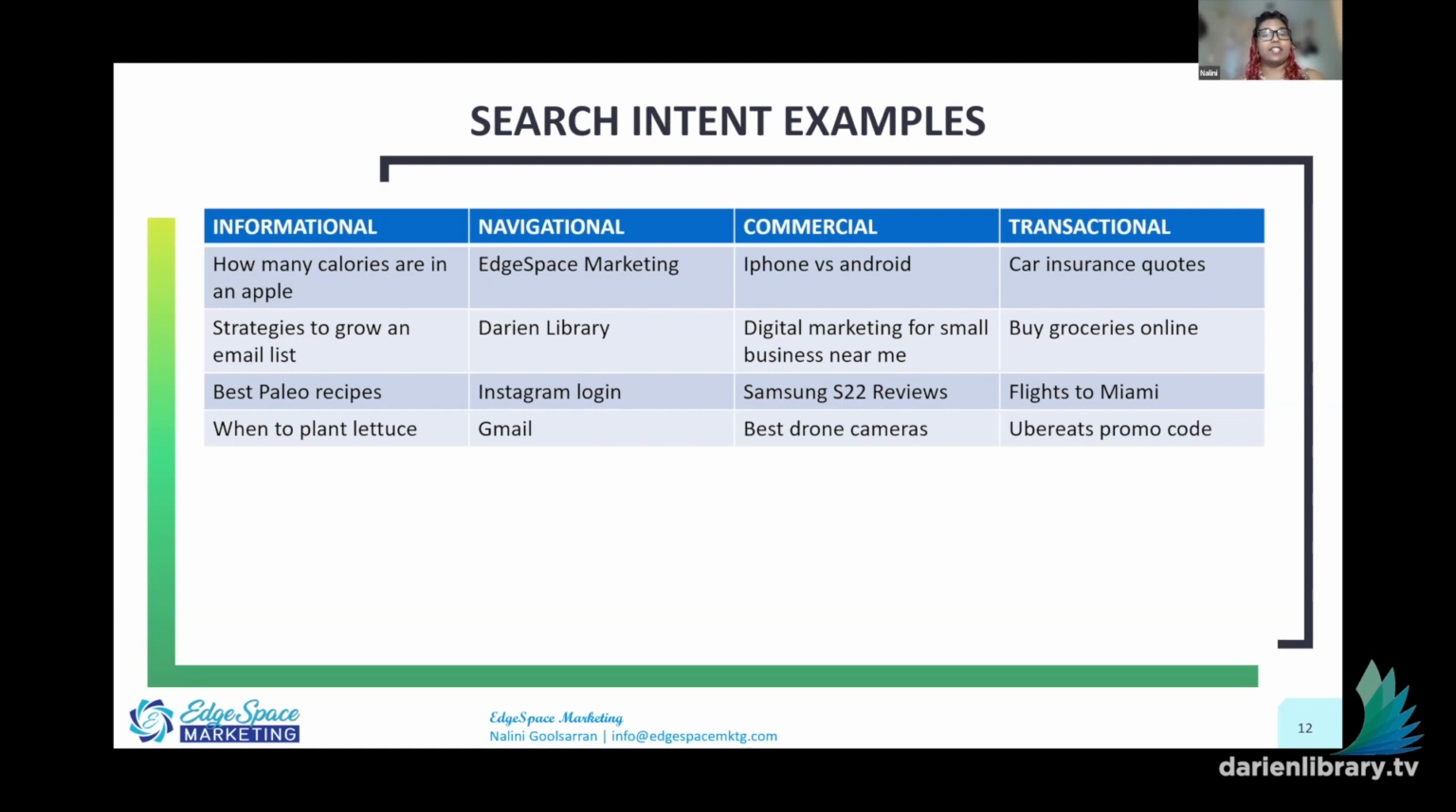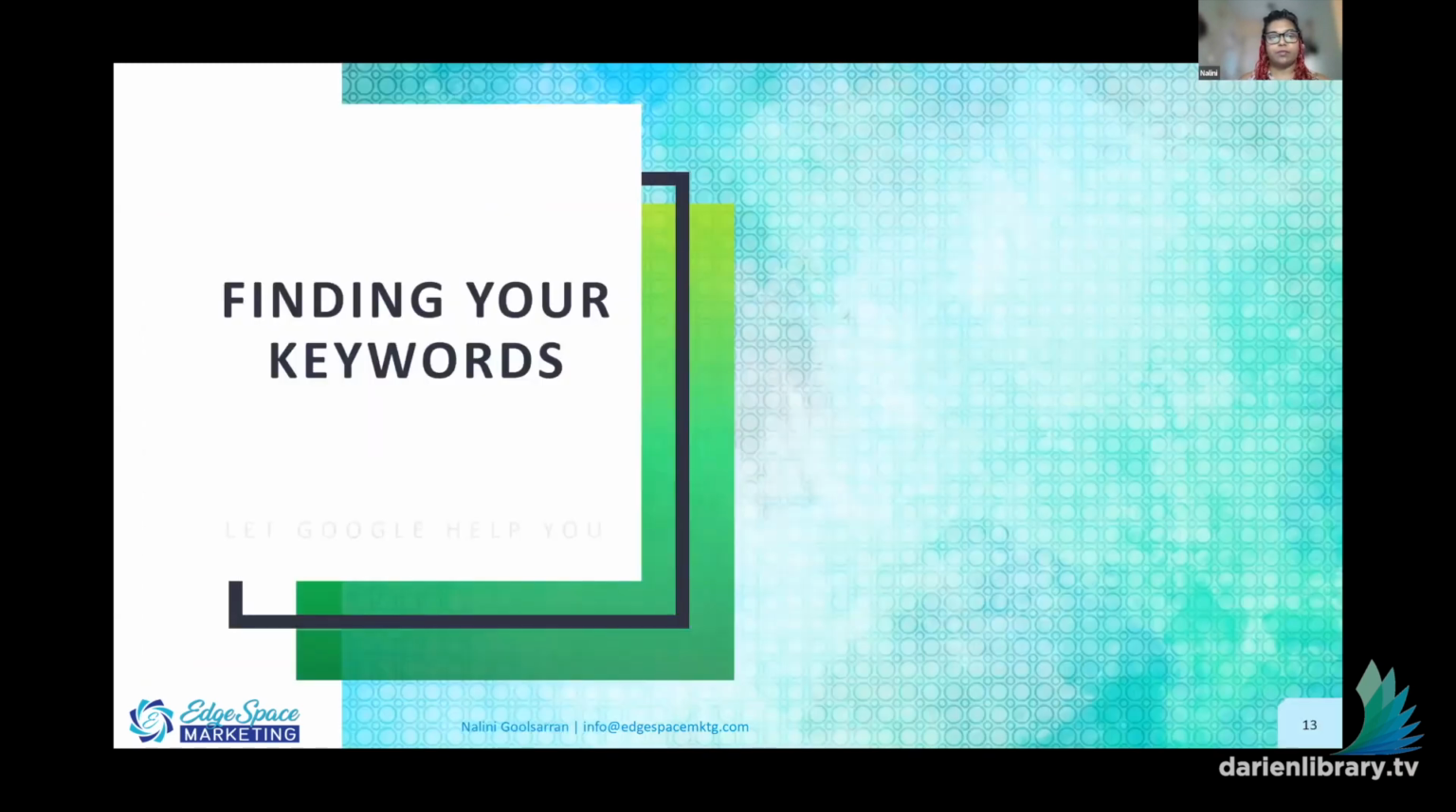On the transactional side, these are people that are ready to buy. You've got car insurance quote, buy groceries online, flights to Miami, Uber Eats promo codes. You can get coupon codes. Now, I don't want you to get caught up trying to figure out getting it right. The idea is to use the keyword modifiers and try to find the different search criteria. When we get a little further along, we're going to talk about how you use Google Trends to validate said search criteria. So this is how we find our keywords.